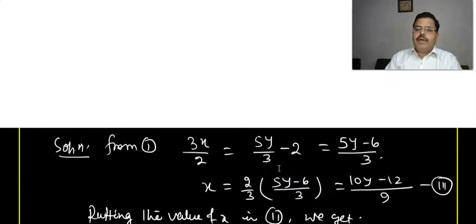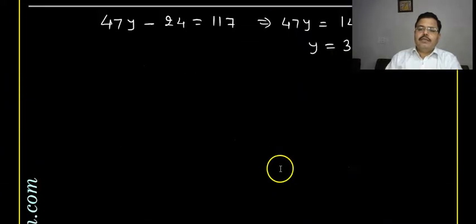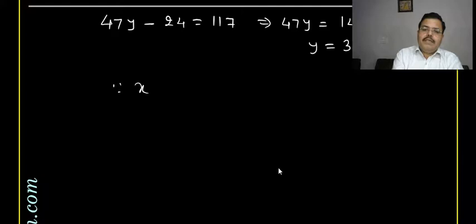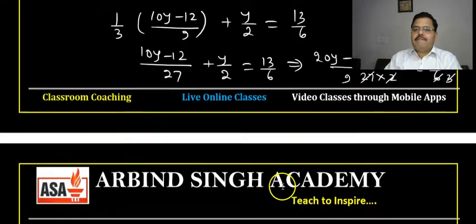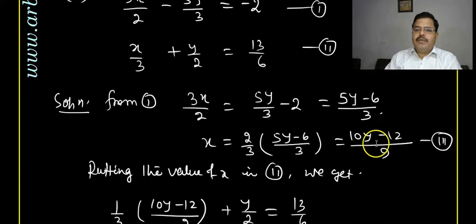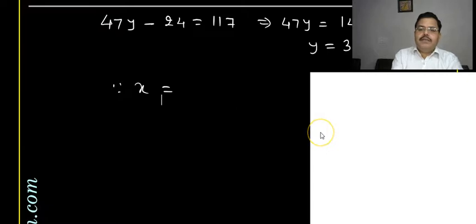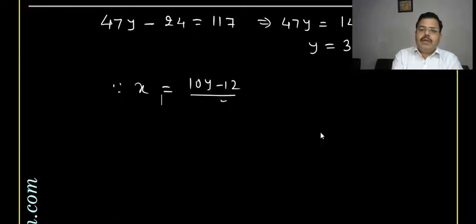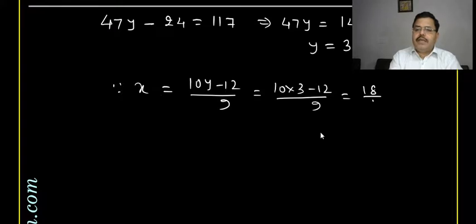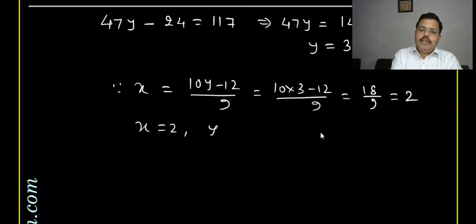Now putting the value of y in the third, since x is equal to what we have drawn, x is nothing else but 10y minus 12 by 9. So that is why 10 into 3 minus 12 by 9, that is 30 minus 12 is 18 by 9, that is 2. So x is 2 and y is 3, the solution. I hope you got it right.